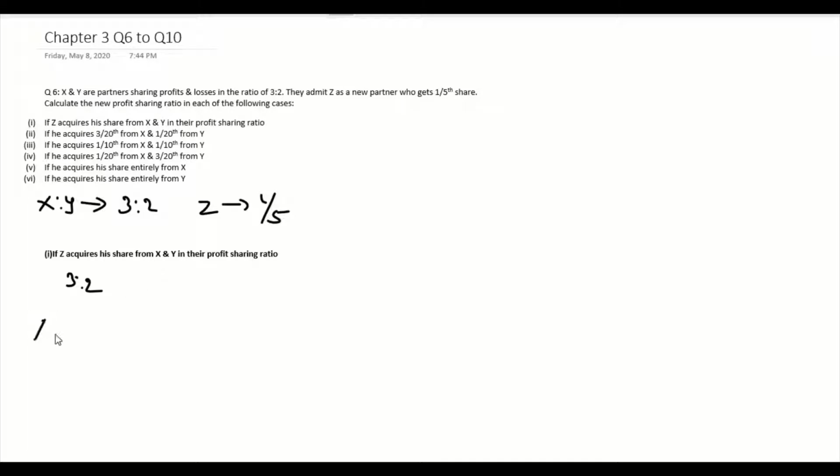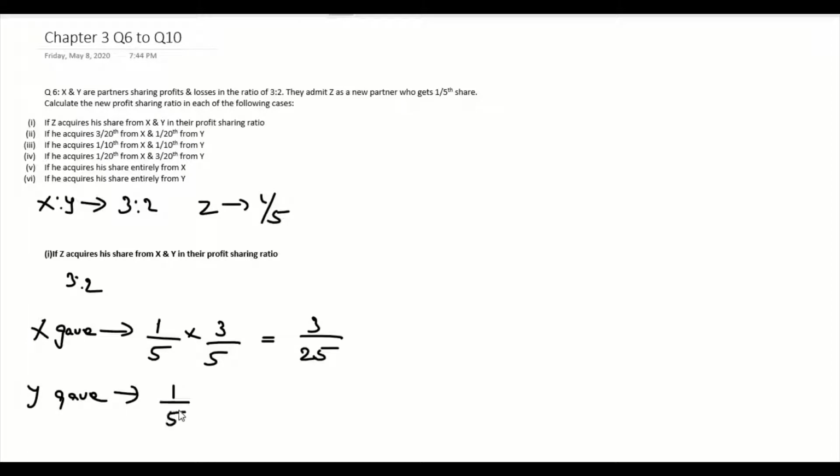So X gave him, Z's share was 1/5 of the profit, and if you multiply that by 3/5, where 3 is X's original share and 3 plus 2, 5, is the denominator, X gave 3/25. And how much did Y give? 1/5, which is Z's share of profit, multiplied by Y's profit share ratio, 2/5. That is 2/25.